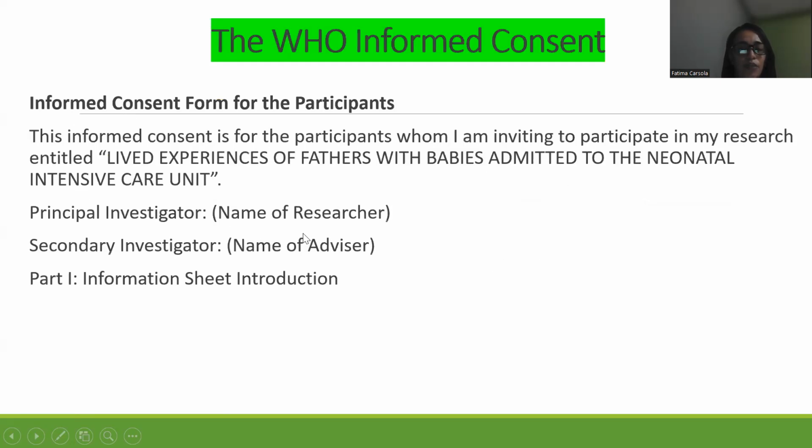Okay, we have here the WHO informed consent. This is an example of the WHO informed consent that will be given to your participants or that will be discussed to your participants later when you will be starting your data collection or interview. So it contains the name of the principal investigator, the researcher, and if the researcher will have a co-author, then you will just be writing the names here.